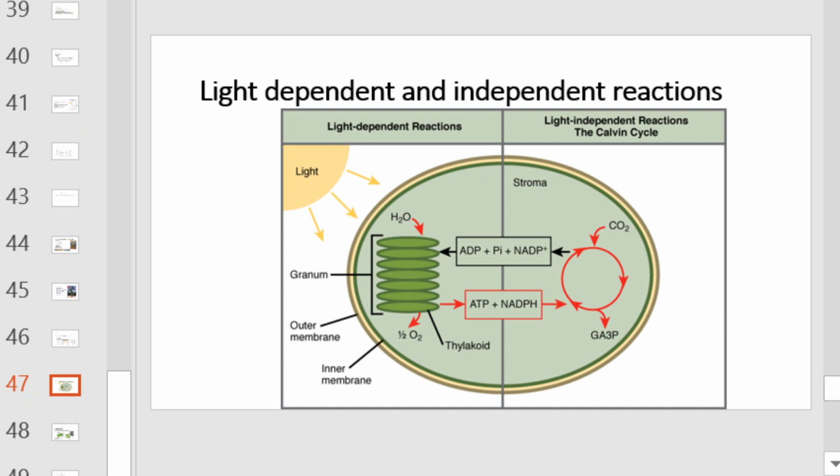This is a simple summary of the light-dependent and light-independent reactions. On the left, we have the light-dependent reactions that produce electron carriers such as NADPH and ATP, as well as the waste gas oxygen from water. On the right, we have the light-independent reactions, which take in carbon dioxide, ATP, and NADPH from the light-dependent reactions and produce carbohydrates.